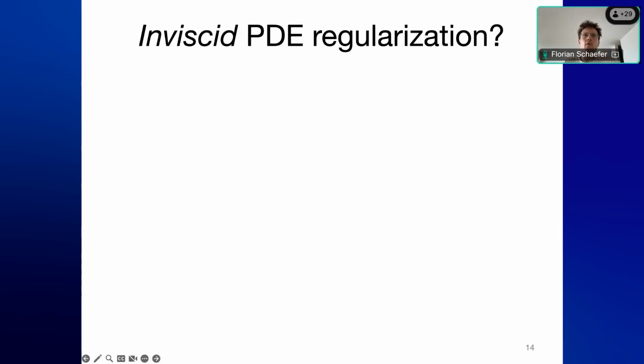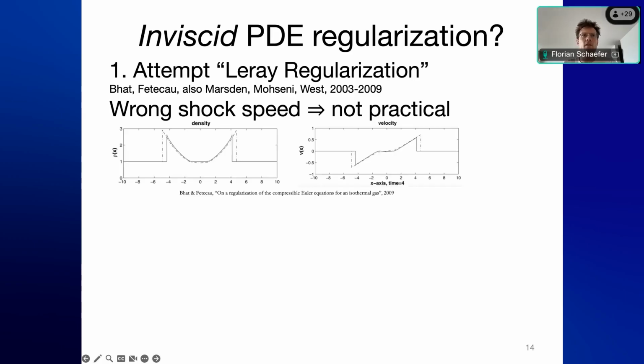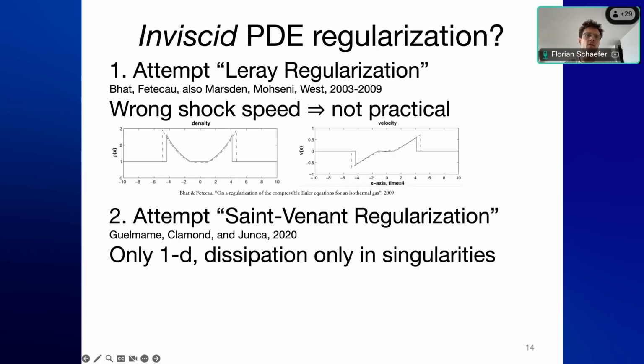And so now there was always another line of work or hope that one could find mechanisms different from viscosity to regularize these equations. And so the first attempt was due to Barth and Fedeco, which was based on so-called Leray regularization, but it resulted in the wrong shock speed. And the second attempt that I'm aware of is based on what's called Saint-Venant regularization or Hamiltonian regularization, but it was restricted to the one-dimensional case, and it also still required some amount of singularities to dissipate energy, which I'm happy to talk more about if there are questions.